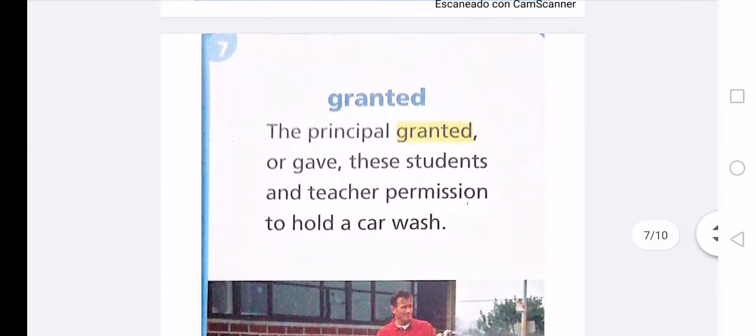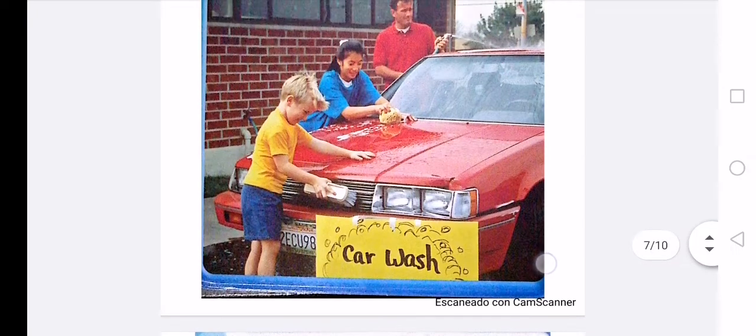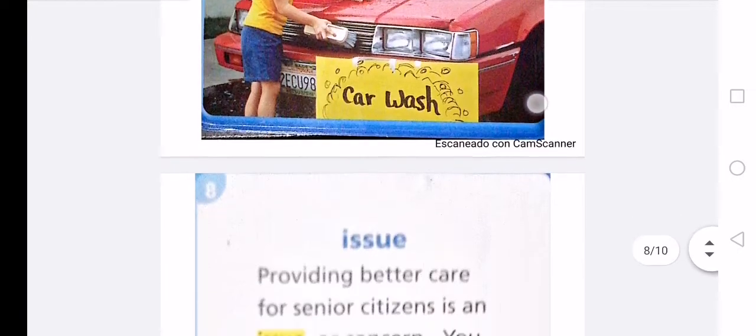Number 7, granted. The principal granted or gave these students and teacher permission to hold a car wash. Granted, as you can see in the definition, another word for granted would be gave. To give. If you granted something, you give it to them. Or sometimes it can also be interpreted as permission. So there it is. They have been granted their car wash.